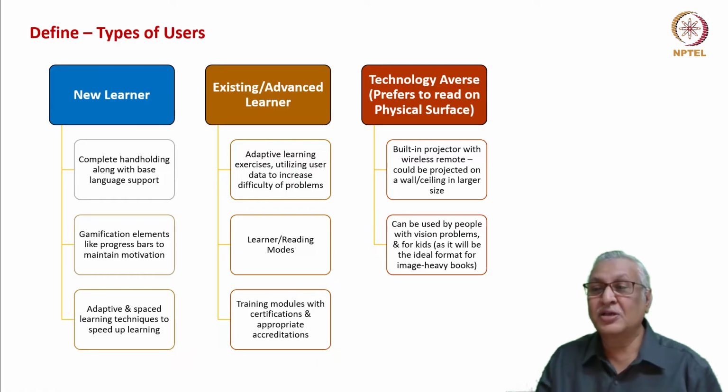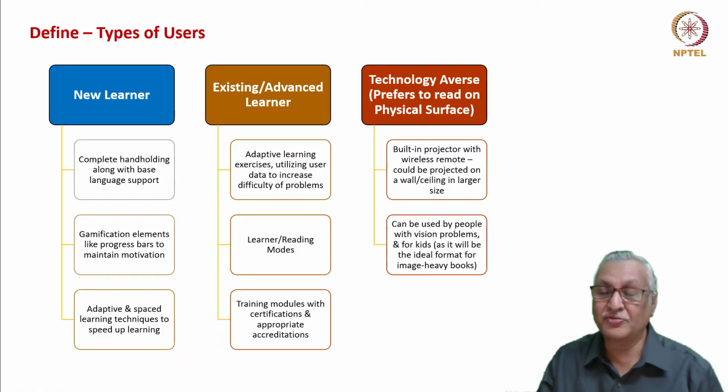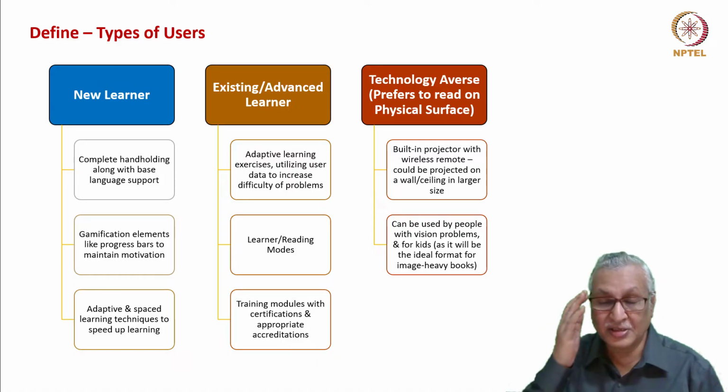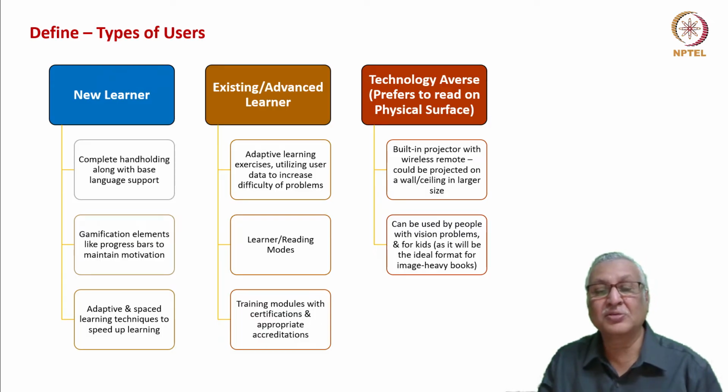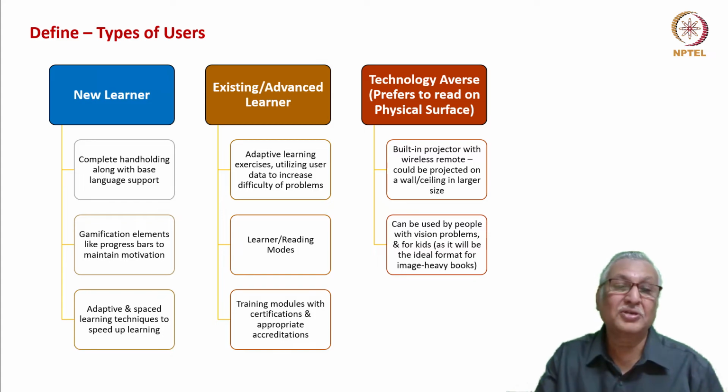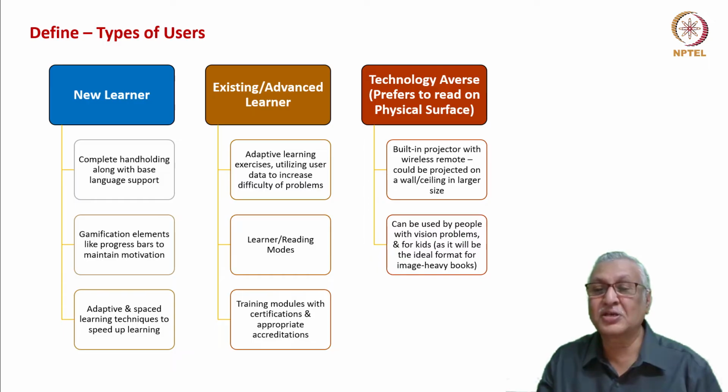When you have a technology averse person who would like to have a physical book, you need to have a built-in projector with a wireless remote so that the content could be projected on a wall or ceiling in larger size, and the attention is riveted. And it should be capable of being used by people with vision problems and for kids, as it will be the ideal format for image heavy books. So if an e-reader cum e-teacher is able to cater to the needs of the new learners, advanced learners, as well as technology averse learners, then it would hit the jackpot.